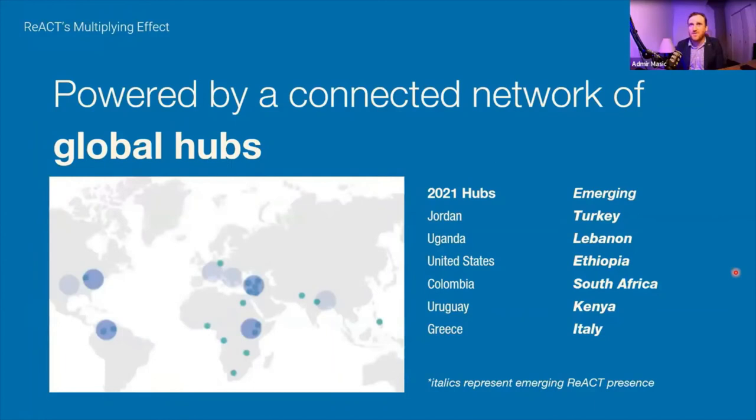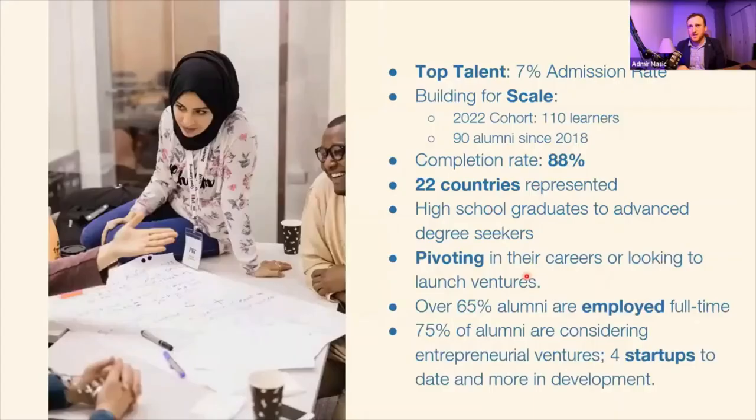Currently, on the left, we have Jordan, Uganda, United States, Colombia, Uruguay, and Greece. We are working on hubs in Turkey, Lebanon, Ethiopia, South Africa, Kenya, Italy. You see, we are covering slowly but surely the entire world, because our programs are in general delivered online, and we are able to reach students anywhere in the world. So we admit really the top talent to our programs. A 7% admission rate is comparable to the MIT admission rate.